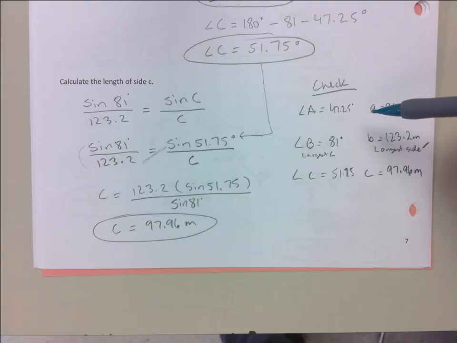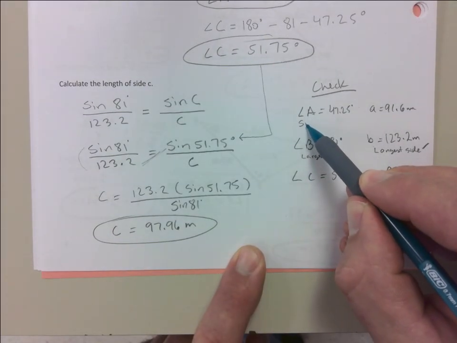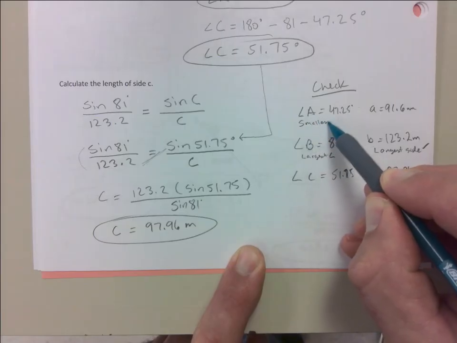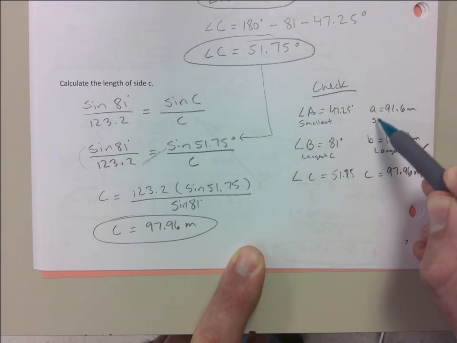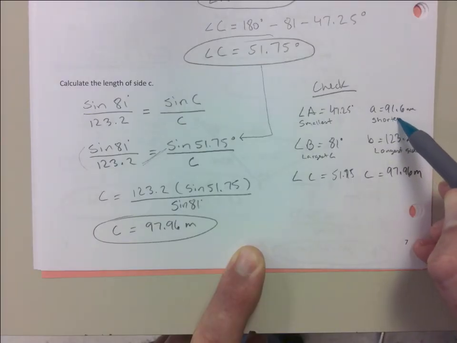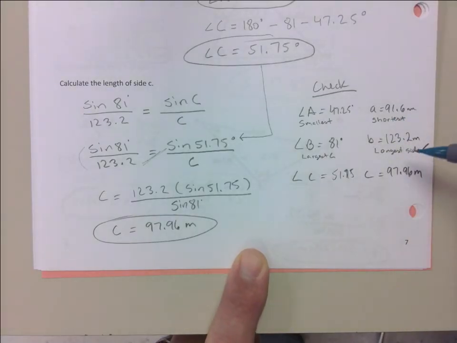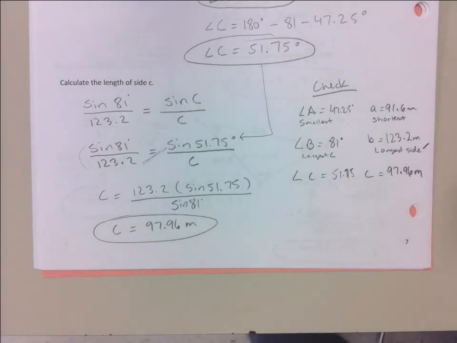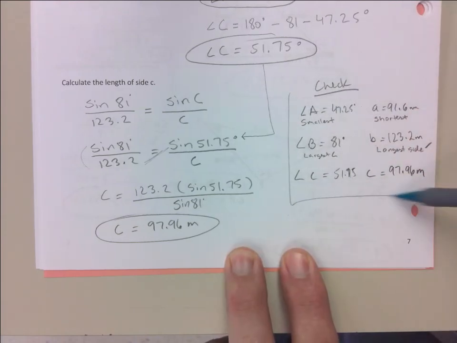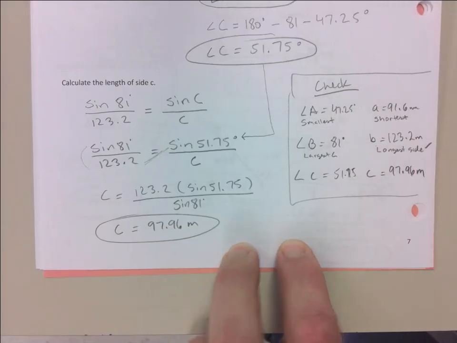And which one is the smallest angle? It's this one, and it has the shortest side across from it. Okay, so this is the smallest, and it's got the shortest side across from it. That's how you know you've done, well, I'm not going to say it's always guaranteed you did everything right. You could still have made a mistake, but this is a little check.